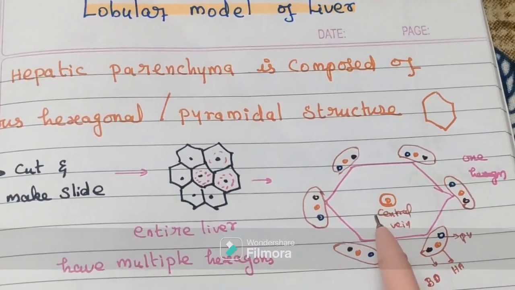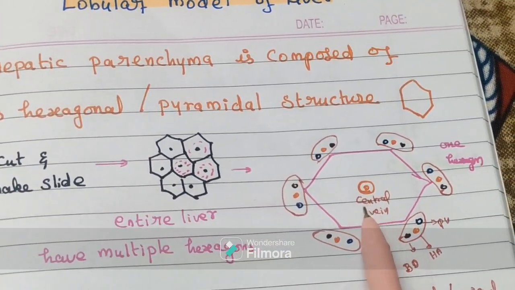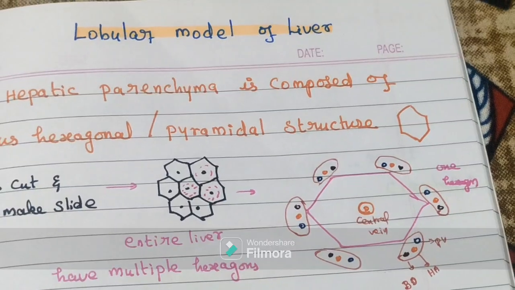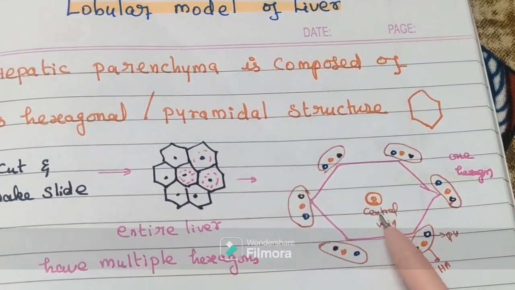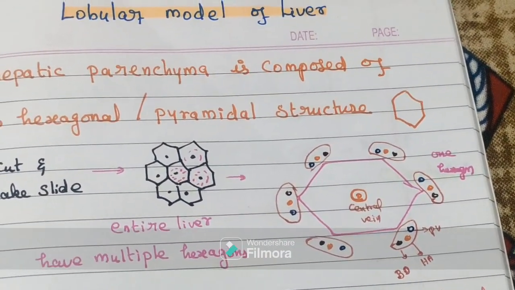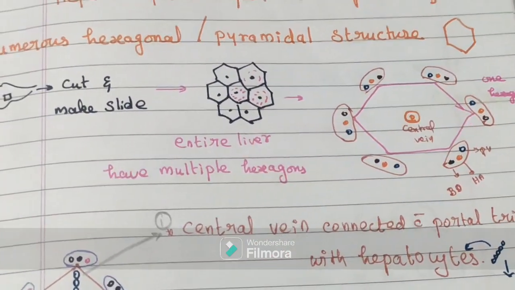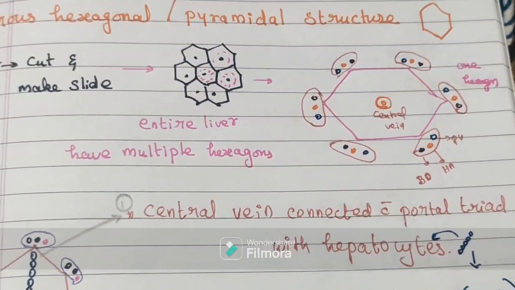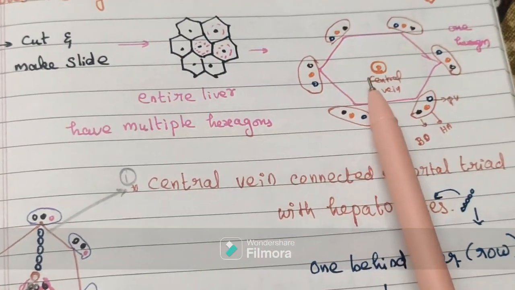What is present in the center? From here we will take one of the hexagons. In the center we have the central vein. What is the central vein? It is not part of the portal triad. It is the hepatic vein. This is the hepatic vein only, the central vein, because it is present in the center of that hexagon, that's why it is known as the central vein. At the periphery we have the triad. In the center of each, the hepatic central vein is present. At the periphery the triad is present. So 6 portal triads, one center, which is the hepatic vein.